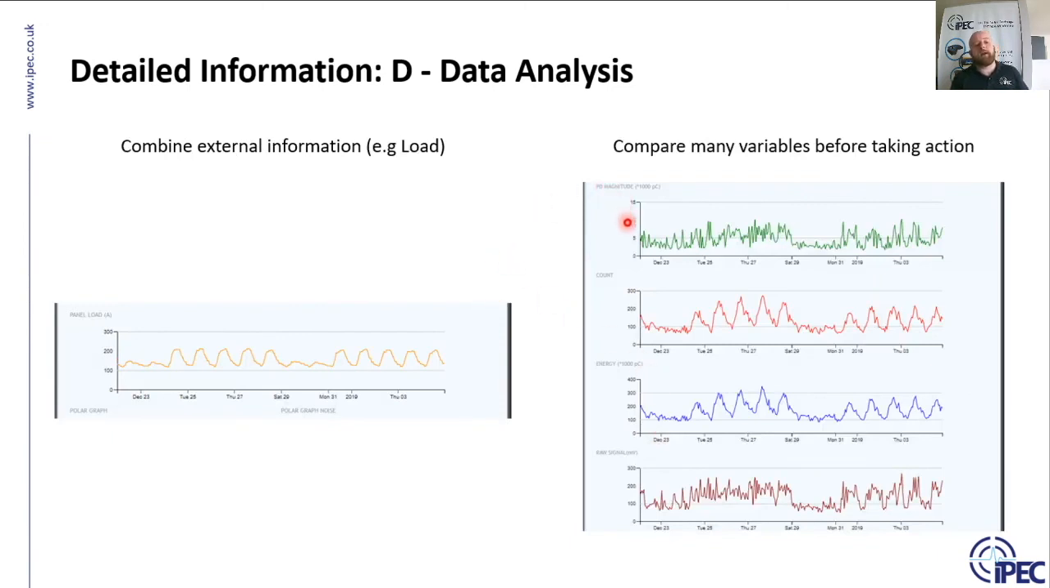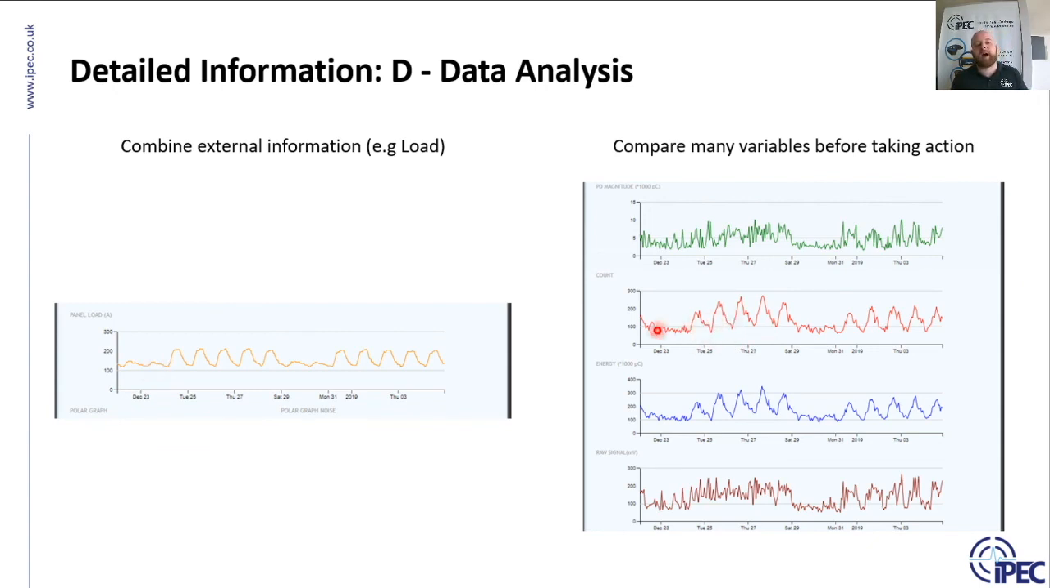So you can zoom in, you can view more data, more graphs, more charts, including raw data, so you can see what the raw background level is. In this case, it's quite dominated by the PD. This is a load pattern. We don't measure the load, but we can import load information from customers. Load is quite useful to combine with PD data.